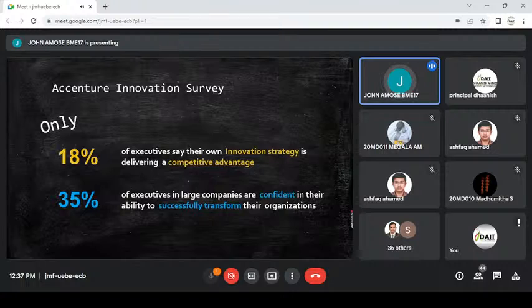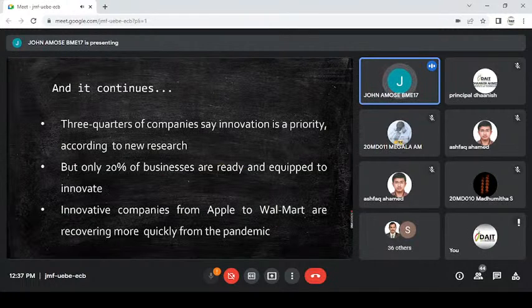Now, even though Accenture came up with that survey, finally, when they came to conclusions, executives were able to say that only 18% of what they have done had actually come out as an innovation strategy for the company, right? And innovation as such had not grown the way that they had expected. So these are some challenges that they are facing. Okay.